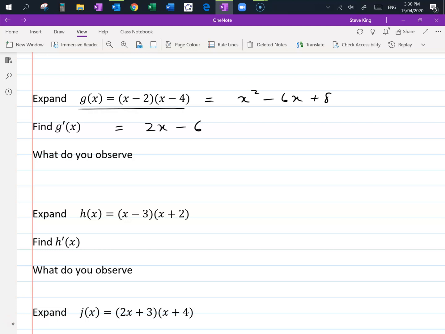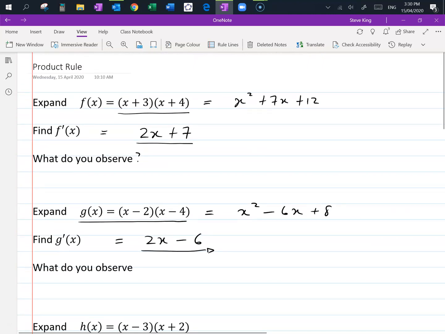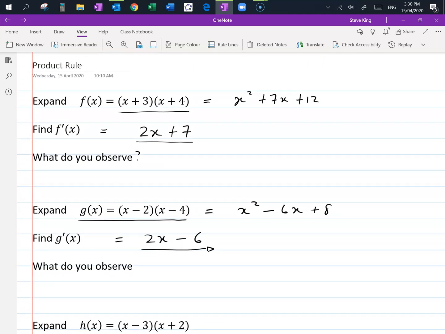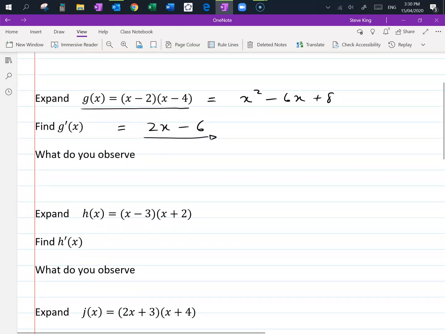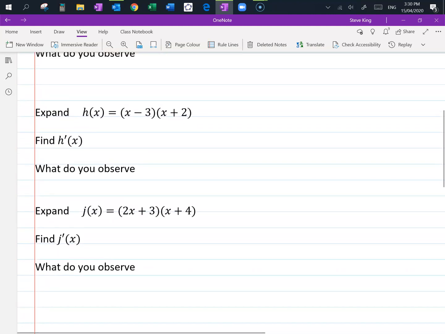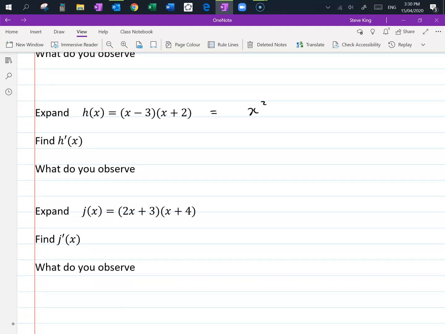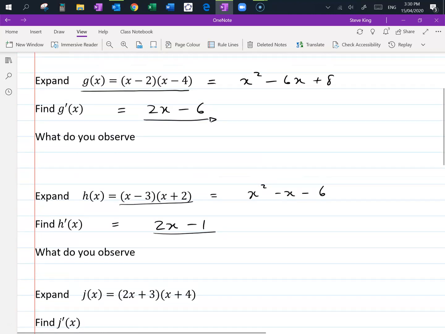So there's my initial function. Here is my derivative. Is there some link between the two? Go back to the first one, and then to the second one. Take a third example. h of x is (x minus 3)(x plus 2). Expand that, and I'm going to get this. Find the derivative of that, and I'm going to get 2x minus 1. Again, we look at this, and we look at that. Do we find a connection that exists there?